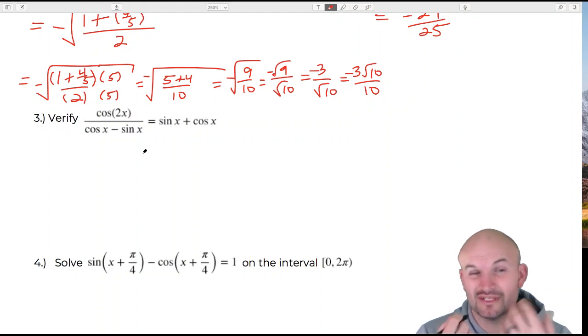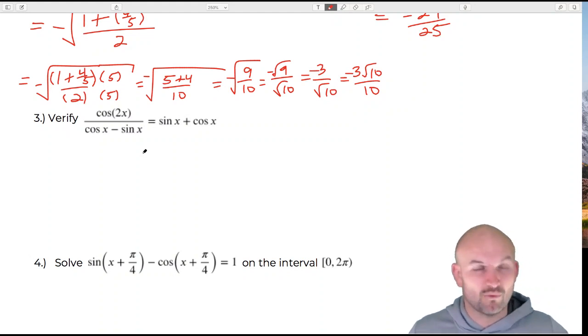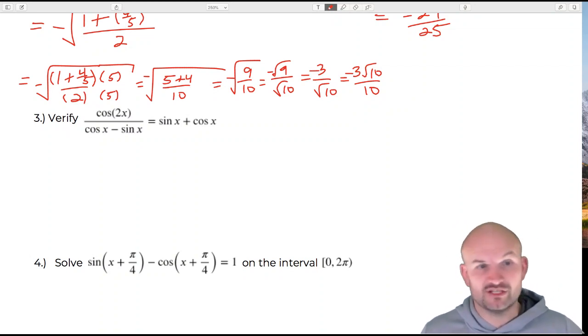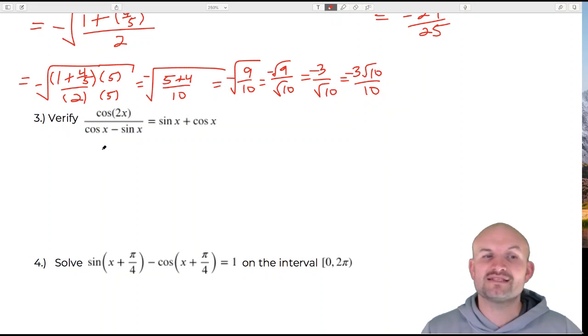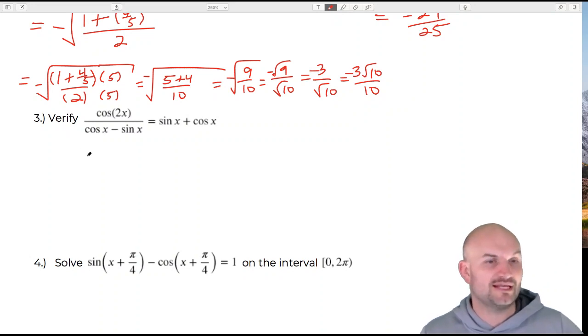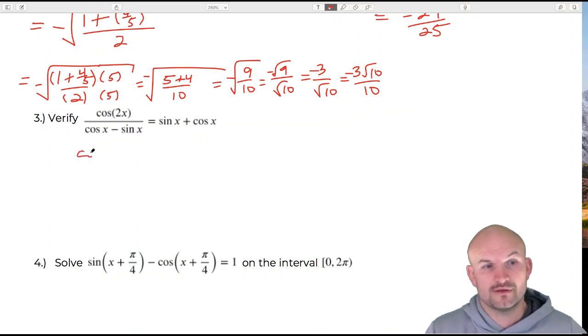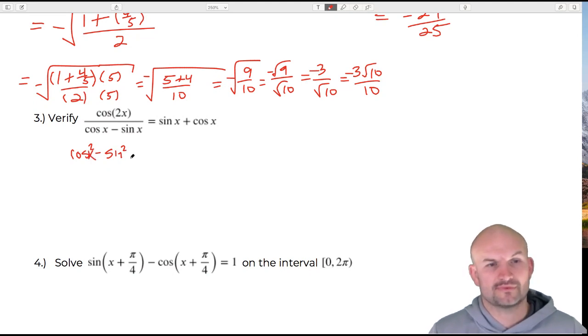Now, I pretty much told students to use whatever formula you wanted to use. Just try one, and then if it doesn't work, then try the other one. But I also gave them advice that I would recommend using for evaluating to at least use cosine squared minus sine squared first. And let's go ahead and do that. So when I do cosine squared minus sine squared, that's of x, all over cosine of x minus sine of x.